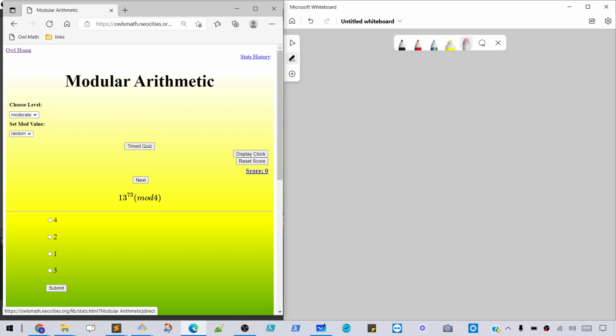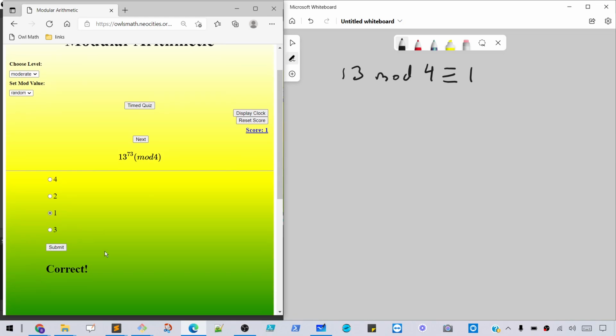So first problem, we have 13 to the 73 mod 4. The first thing I'll do is look at 13 mod 4, but that's congruent to 1, because when you divide 4 into 13, the remainder is 1. So this is going to be an easy problem because it doesn't matter how big the exponent is. If you have 1 raised to anything, it's just going to be 1. So we got that one.